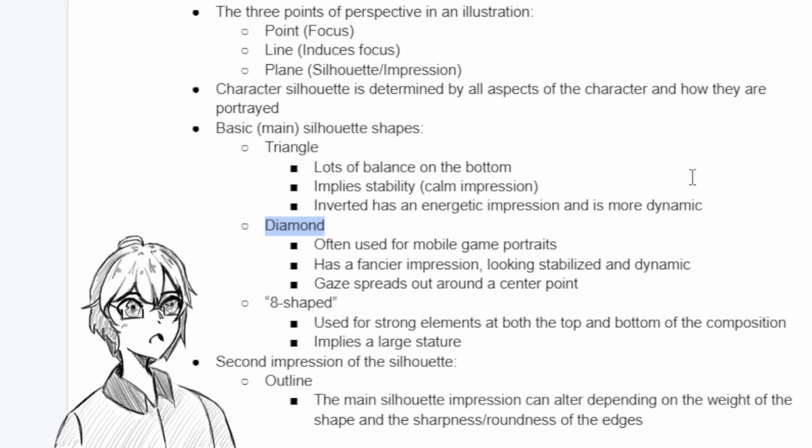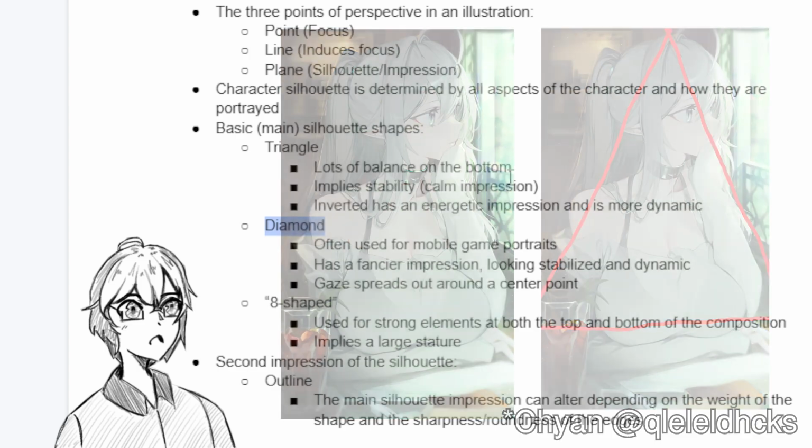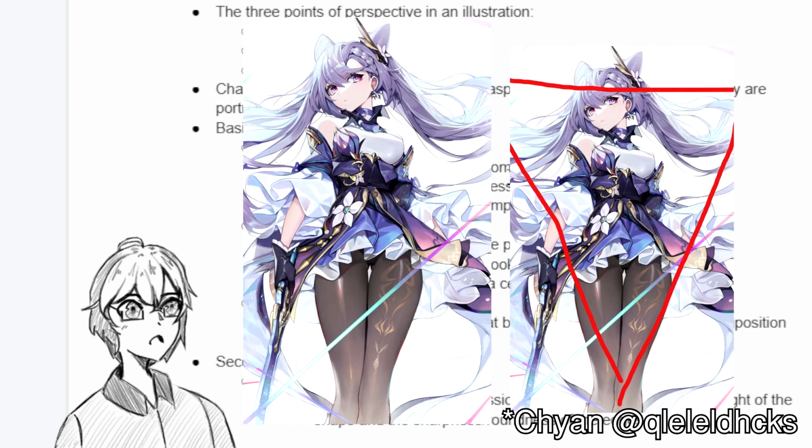The first being the triangle, which has a lot of balance on the bottom, assuming that it's a right side up triangle. So you've got your 2 legs on the bottom and the point at the top. What this does is it implies stability at the bottom because you have 2 really big points or sweeping motion at the bottom of your character composition, which creates a calm impression because of that increased stability. An inverted triangle, however, is going to have an energetic impression and is more dynamic because there's more elements at the top and generally expresses the character a lot better.